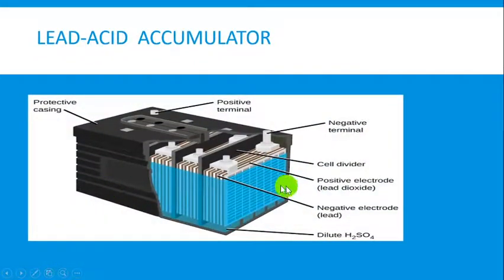Now, this is a common example of a lead acid accumulator, a car battery or inverter battery. It contains the protective case, which is the case you see outside. And inside, the 12 volts written on that battery is not just one cell; what we have inside is a series of small cells.